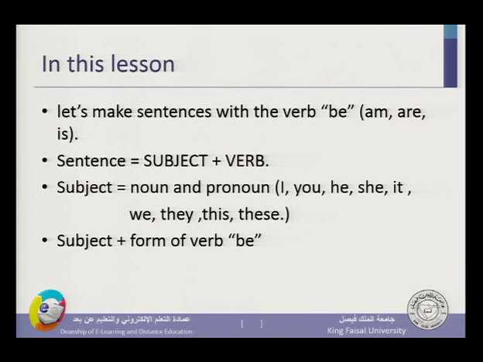In this lesson, we will learn how to make sentences using the verb be. And as you know, the verb be has different forms: am, is, and are, right? This is in the present, and in the past it has the forms of was and were. So we'll learn how to form sentences using the verb be. We'll learn about sentences, about subject, what can be a subject and what cannot be a subject, all right, and how to use a subject with the suitable form of verb to be.